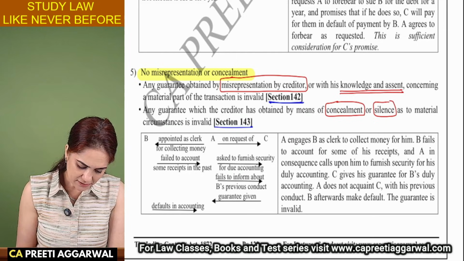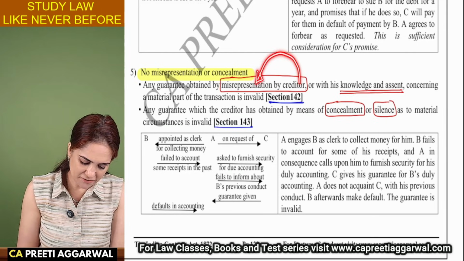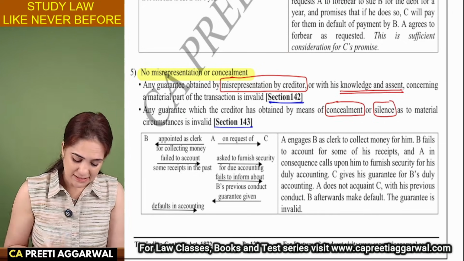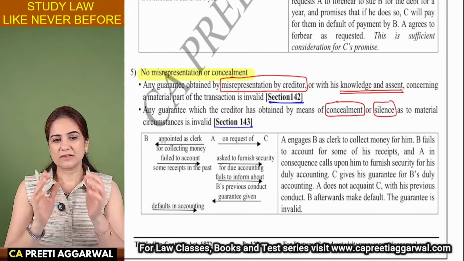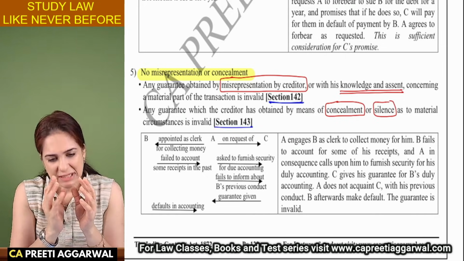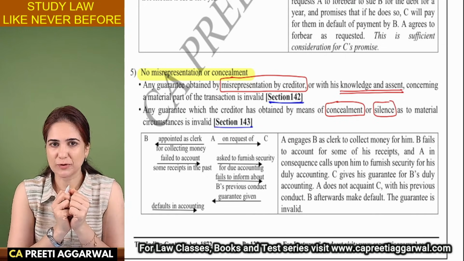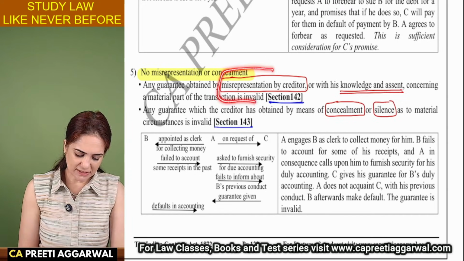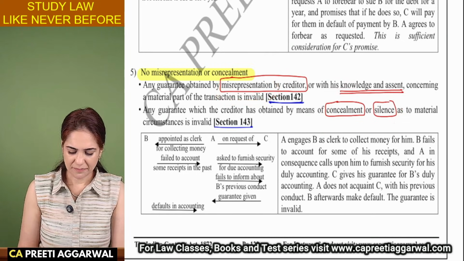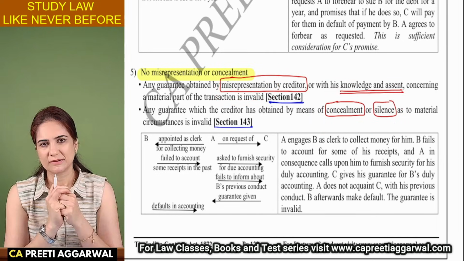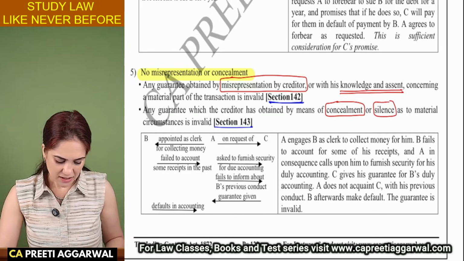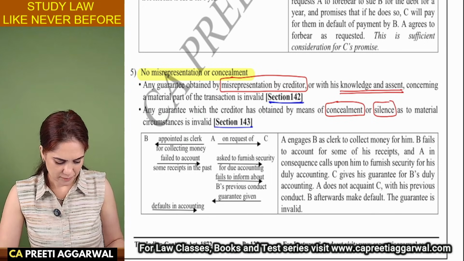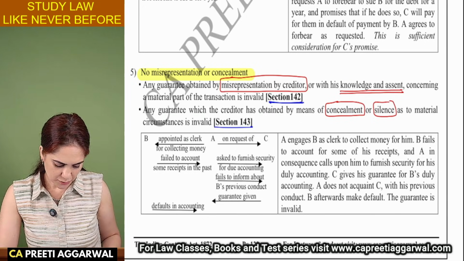So here the creditor is misrepresenting the facts and obtaining guarantee, then that guarantee is invalid. In the second case, the creditor is concealing certain important material facts from the surety, and he is obtaining the guarantee. So you are misrepresenting the facts, or you're hiding the facts, and you're obtaining guarantee, then that guarantee is invalid. This can be asked as a short note. You have 142, 143 and 144. So that can be asked as a short note.